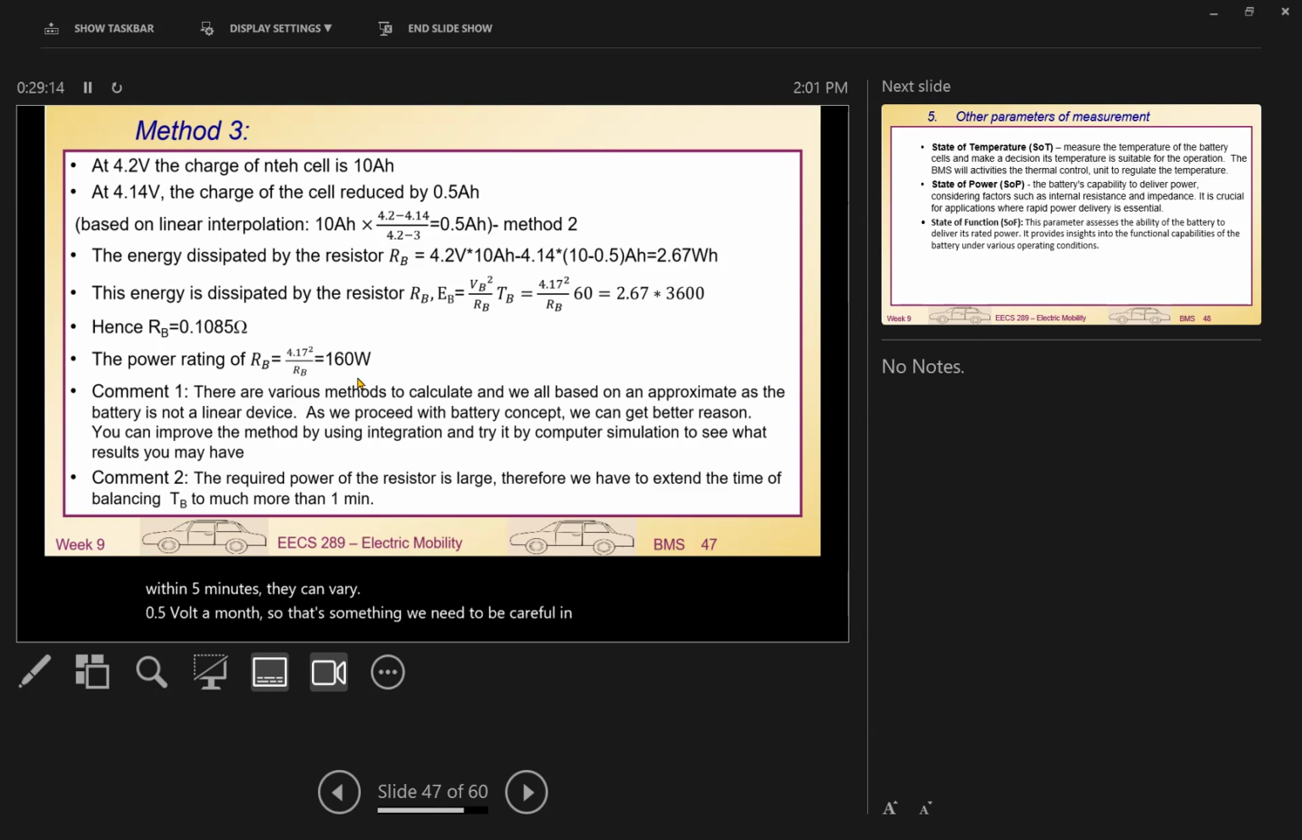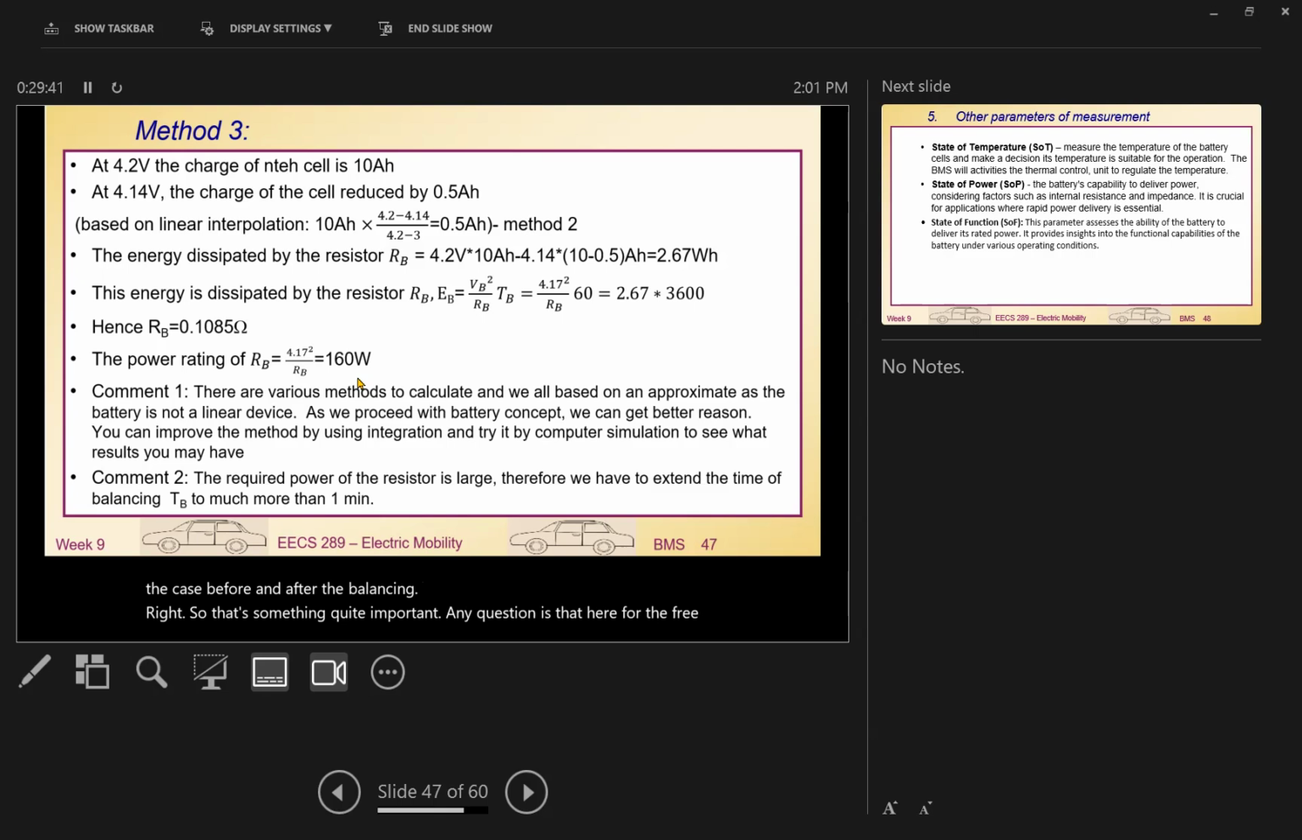So this tutorial just shows us a few things. Firstly, different people have different methods for calculation. If you want to be more accurate, we need to make a model of exactly the Ah and voltage in each case before and after the balancing. Right? So that's something quite important. Any questions here for the three methods?